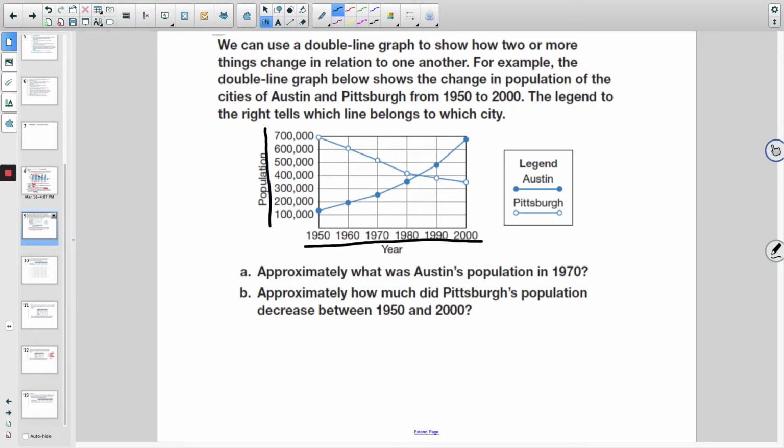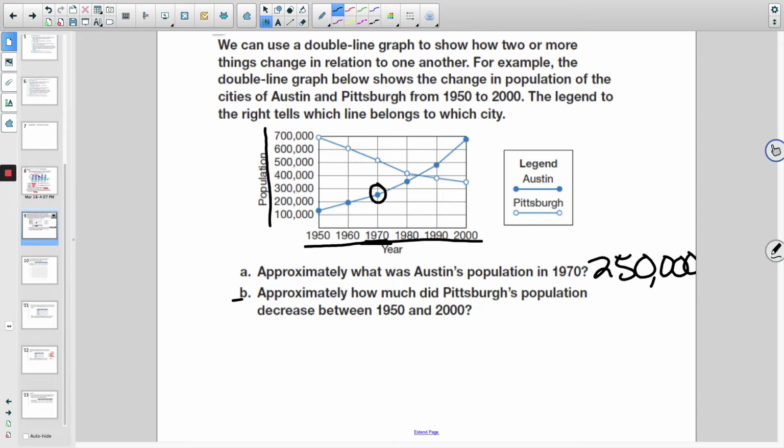Approximately what was Austin's population in 1970? You would go to 1970 here, and then you would find Austin. So Austin 1970 would be here. Approximately maybe 250,000 would be the population.